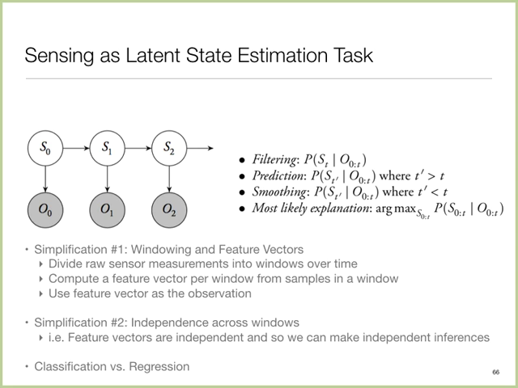Another simplification that is often used is independence of windows. It basically says that feature vectors are independent, and so we can make independent inferences. So it says that this problem, S of t given observations 0 through t, is the same as S of t given O of t. And a lot of people just end up solving that. Under what settings is that a reasonable assumption? I would argue that almost never.